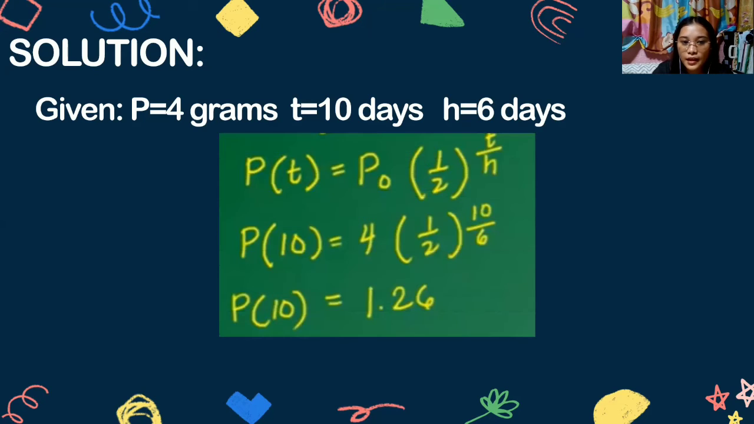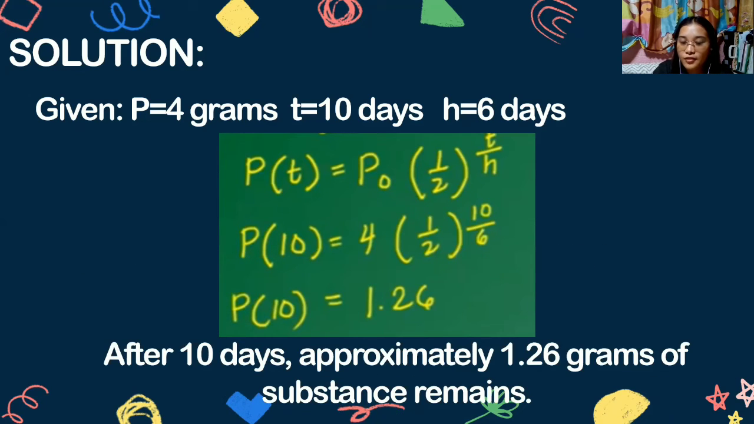So we have P of t is equal to P sub 0 times 1/2 raised to the power of t over h. Substituting the given values, we have P of 10 is equal to 4 times 1/2 raised to 10 over 6. Solving for this, the answer will be 1.26. So this is the amount after 10 days. So we can now conclude that after 10 days, approximately 1.26 grams of substance remains.